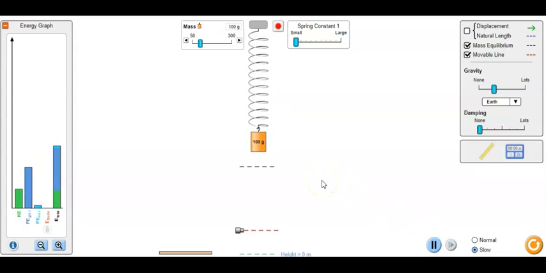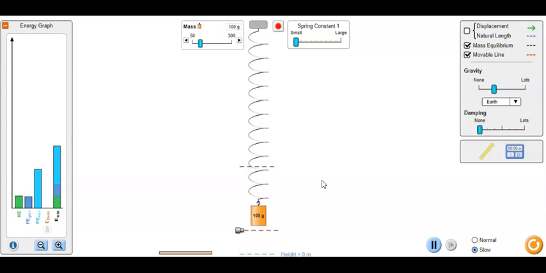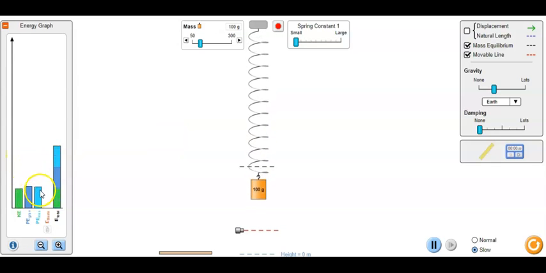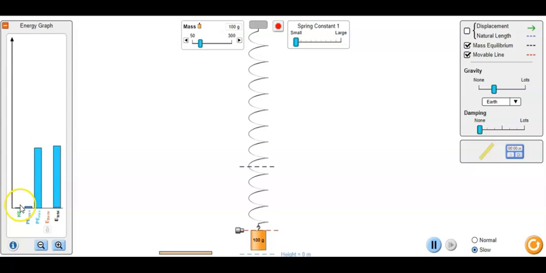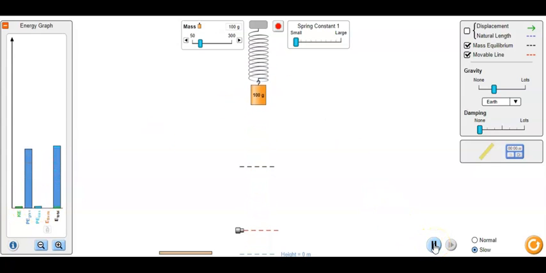As I run the simulation and continue it, you can see the oscillation down, then up. And as this is happening, let's take a look at the energy bars. Potential is converted to kinetic, and kinetic is reconverted back to potential. And this would go on indefinitely if there was no friction.